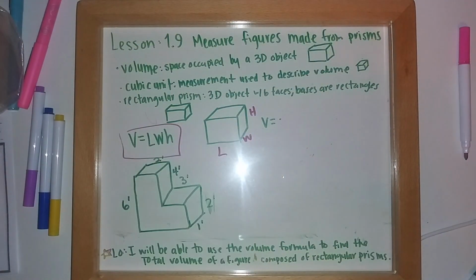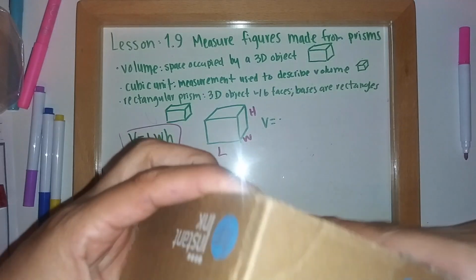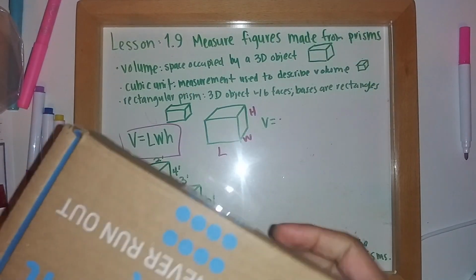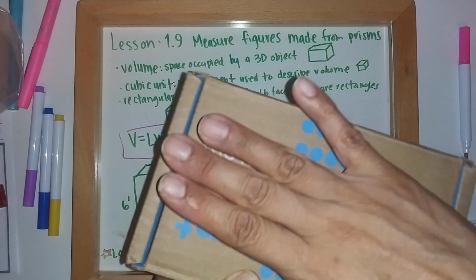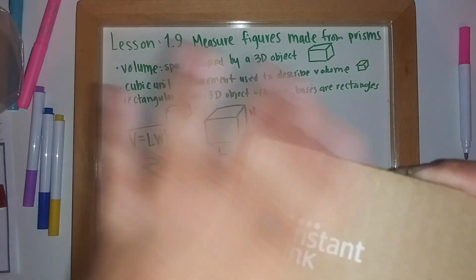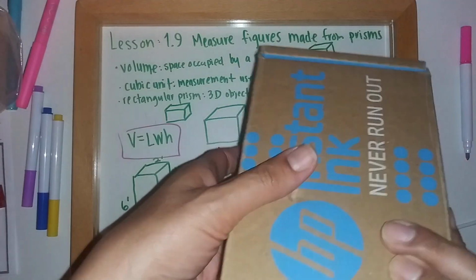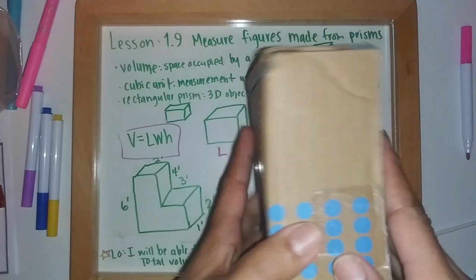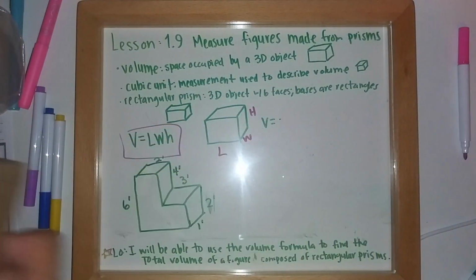And then rectangular prisms are basically boxes. So they have 6 faces. Like this one, 1, 2, 3, 4, 5, 6 faces. And the bases are rectangles. So this could be my base, or I can have it like this and the bottom will be my base. I can switch it around different ways. So it's basically like a shoebox.